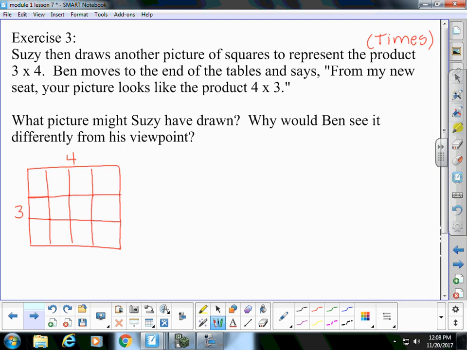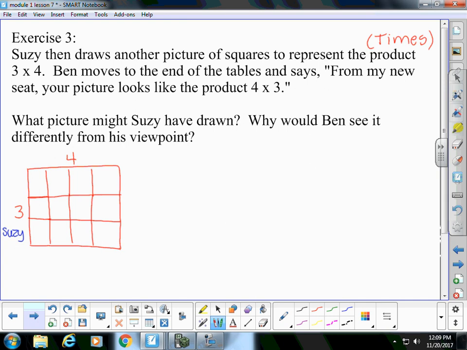But, so for example, let's say that Susie is sitting right here. Now originally Ben was across from her, but they're saying that Ben took a new seat and he moved next to her. And now it says Ben moves to the end of the table and he says from my new seat. Because if Ben is still right across from Susie, he's still going to see exactly the same thing. So now Ben is going to be across from her and he's going to see 4 times 3.